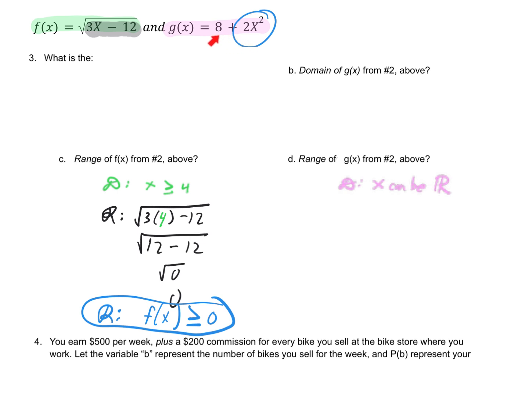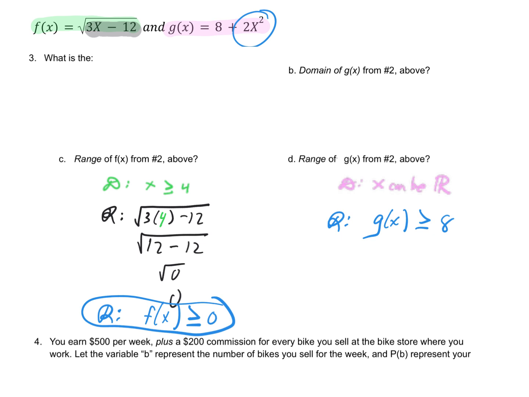And if we're always adding 8, then the smallest this function can be is 8. And that's our range. The range is that our g of x values have to always be at least 8. And that's it for number 3.